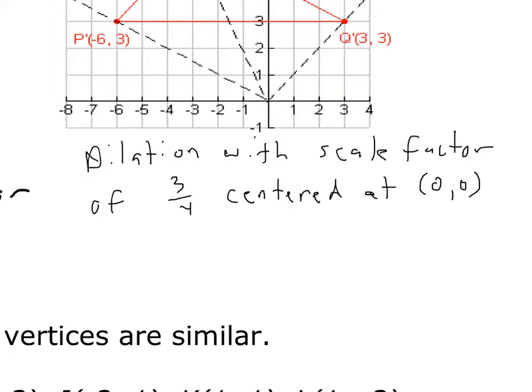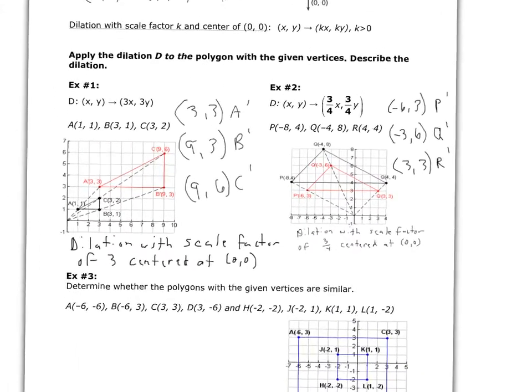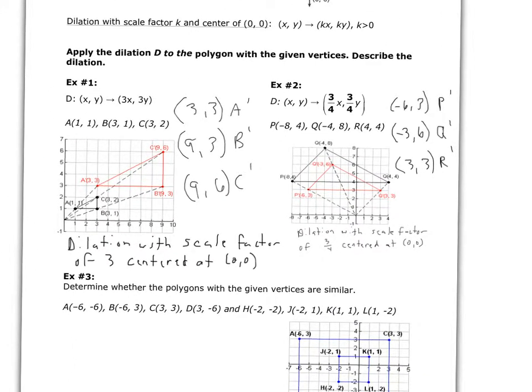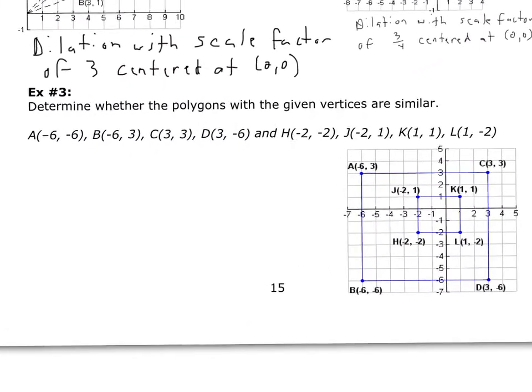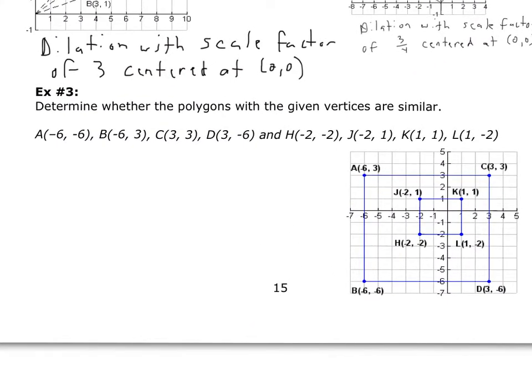Okay, so here's just a few examples of how you would filter through a dilation scale factor and figure out your prime ordered pairs. Okay, so let's move down here a little bit. It says, determine whether the polygons with the given vertices are similar. And there are two things that you need to do to decide if they're similar.